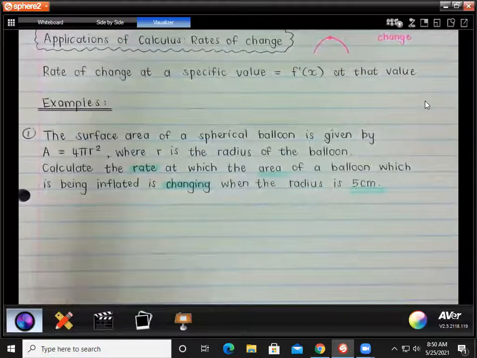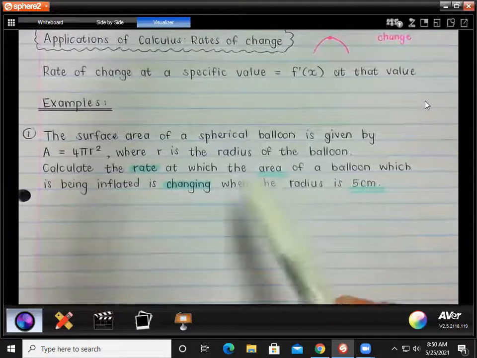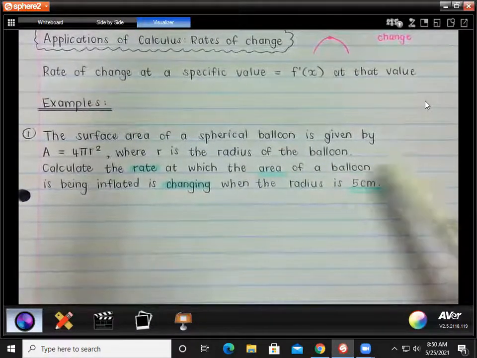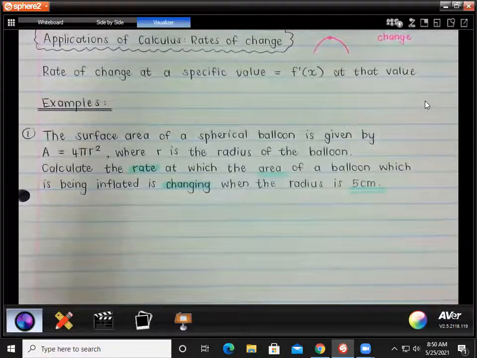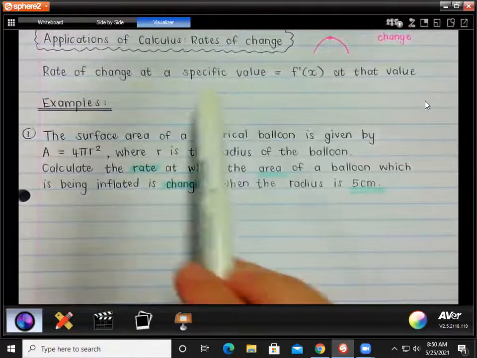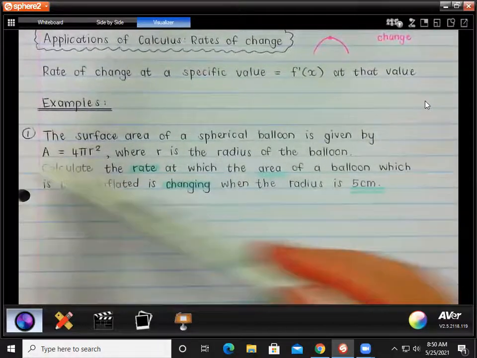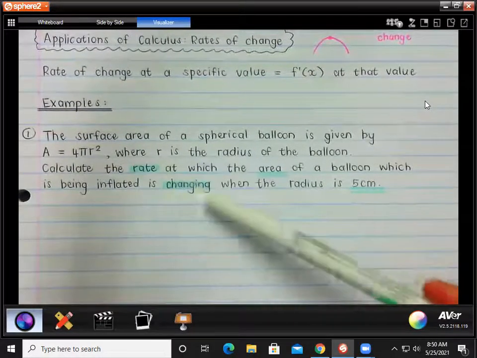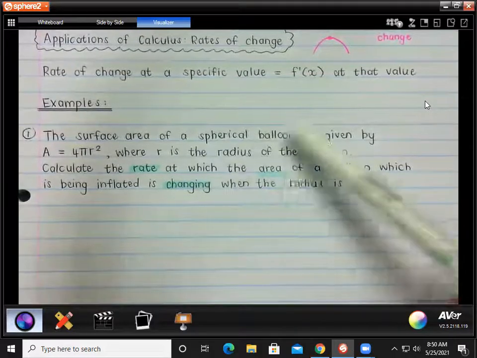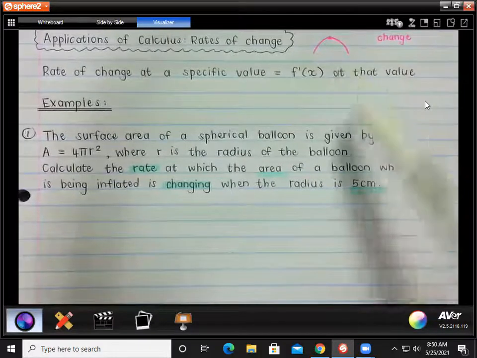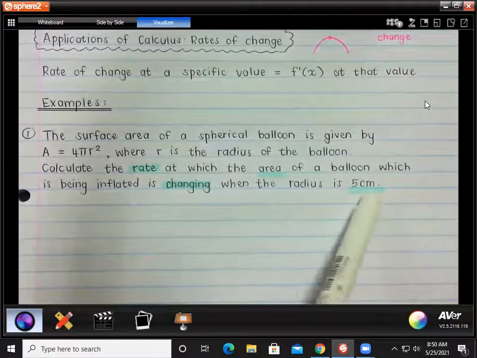They're asking for the rate of change of the area because they're saying the rate at which the area is changing. And then when the radius is 5 centimeters, that is the value that we're going to have to sub in. All right, so rate of change of a specific value is the derivative of what? What do we think in this case? So they're asking for the rate of change of the area. So it's going to be the derivative of the area at that value, at the R value of 5.